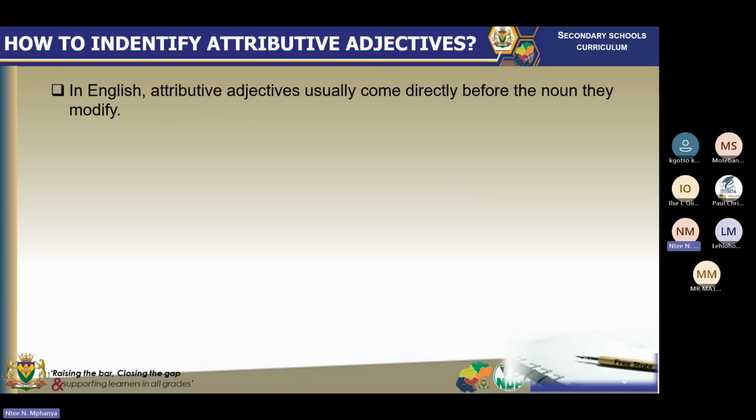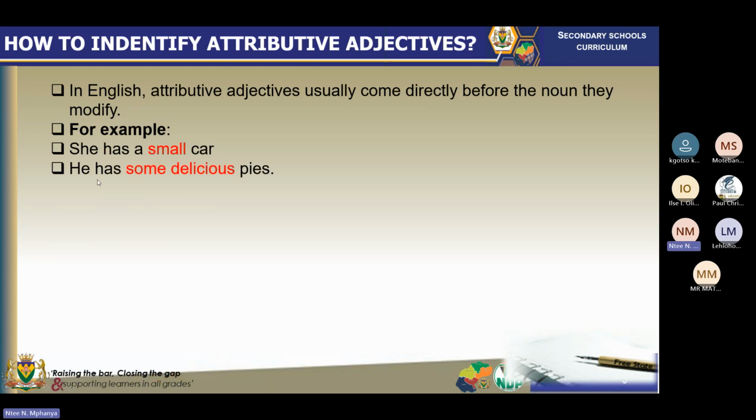In English, in order to identify attributive adjectives, they usually come directly before the noun they modify. The main phrase here is directly before the noun. For example, she has a small car. He has some delicious pies.